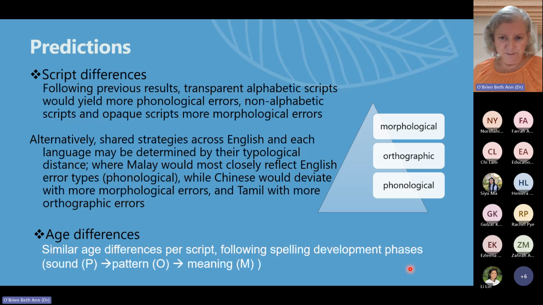In other words, some models of reading development, such as Bear and colleagues, have suggested that children go through phases, spelling phases. And the first phase, at least for English and alphabetic languages, is that they develop an understanding of the sound structure of words and how those sounds are represented in the word. Then the next phase would be that they start to learn about orthographic patterns, so spelling patterns and chunking larger units together as spelling units.